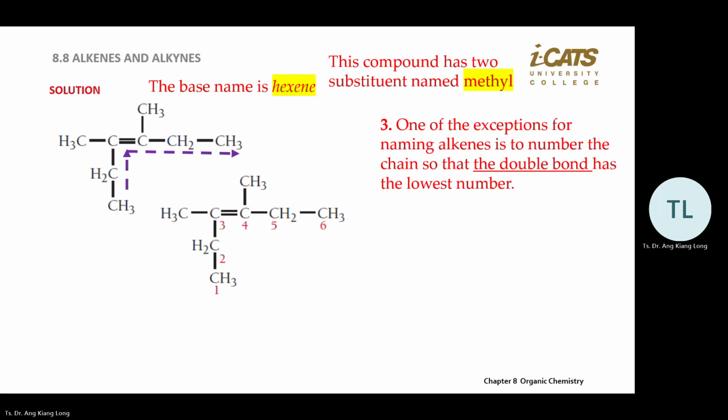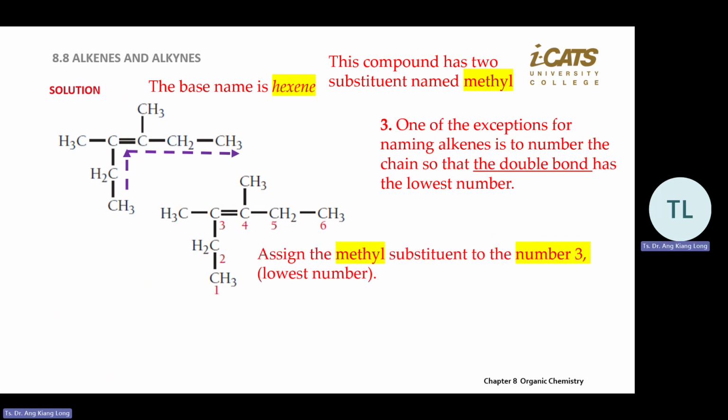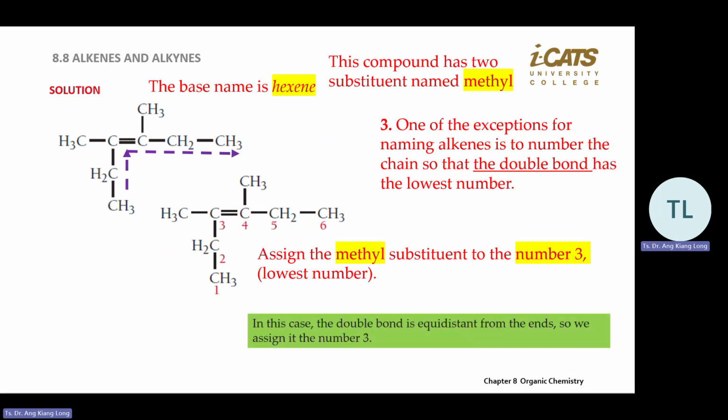Then you count, and for the double bond, just be careful. One of the exceptions in naming alkene is to number the chain so that the double bond has the lowest number, meaning the location of the double bond is the lowest number. So this is 1, 2, 3, 4, 5, 6. So it's number 3, the lowest number. And if you count from the other end, it's 1, 2, 3, 4. 3 also. 3 also. Right?